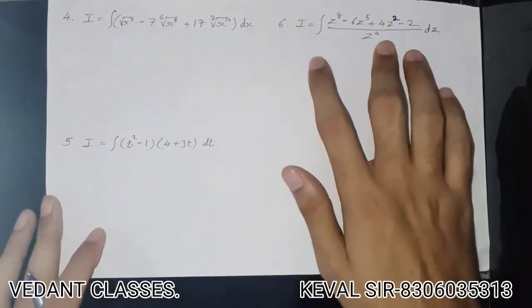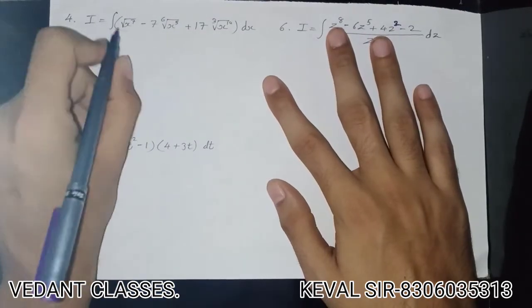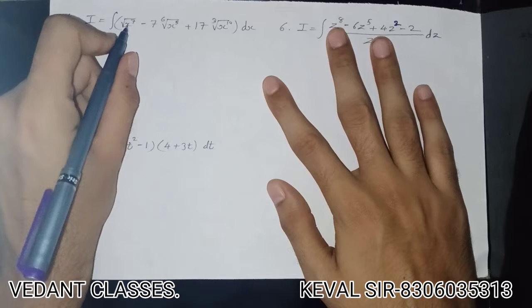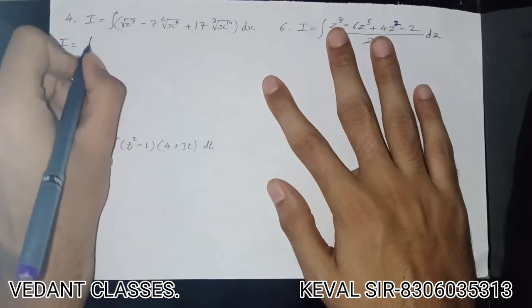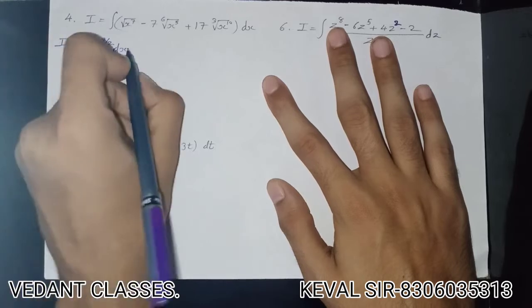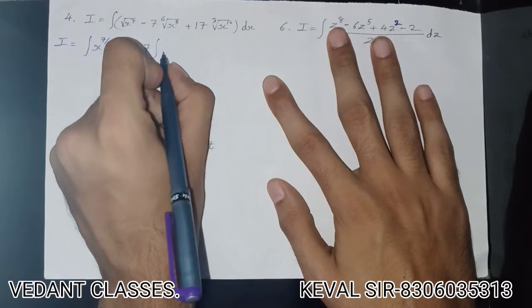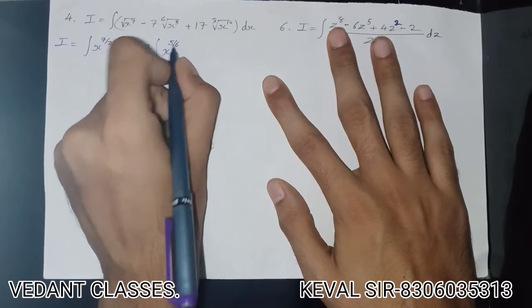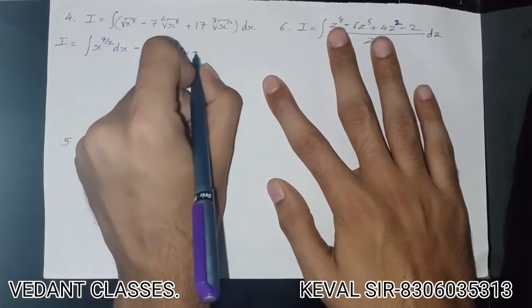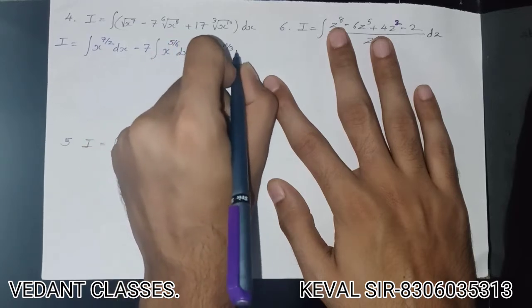Okay, now let's see the integration of surds, the terms that are having surds. So x raised to 7, can we write it as integration of x raised to 7 by 2 dx, then minus 7 integration of, we can write it as x raised to 5 by 6 dx plus 17, this will be integration of x raised to 10 by 3 dx.